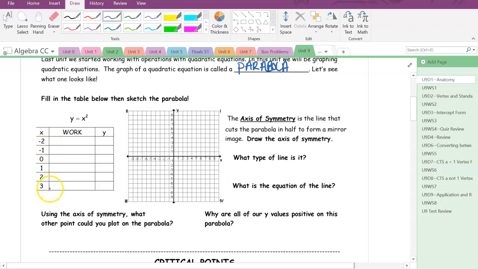I have this table set up with my x values, and then this is my equation of what I call the parent function, just y equals x squared. I'm going to plug these numbers in for x. I'm going to fill in this part of the table first, and then I'm going to evaluate and plot the points.